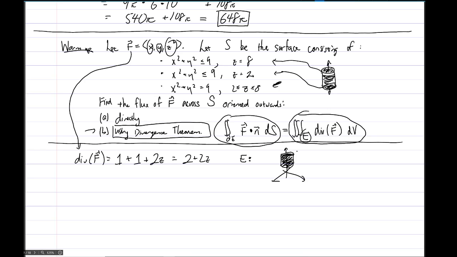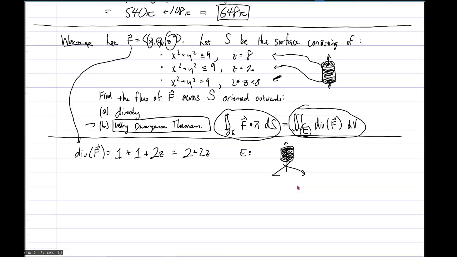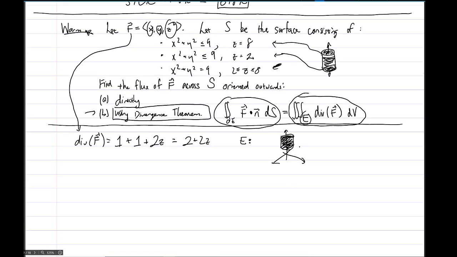Okay, so then the range goes from z is 2 to z is 8. And then the furthest out it goes, from here to here, is 3, due to the values of 9 that we see right there.